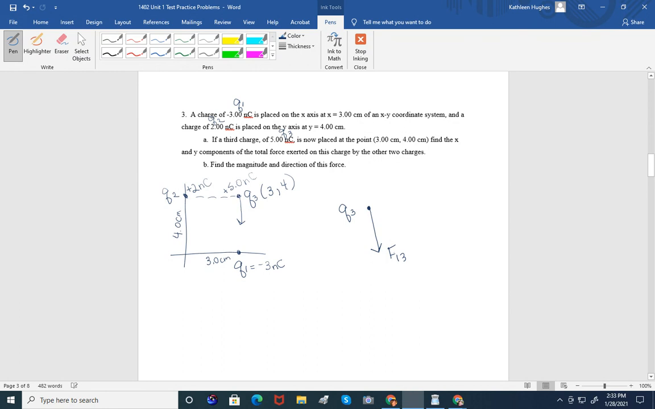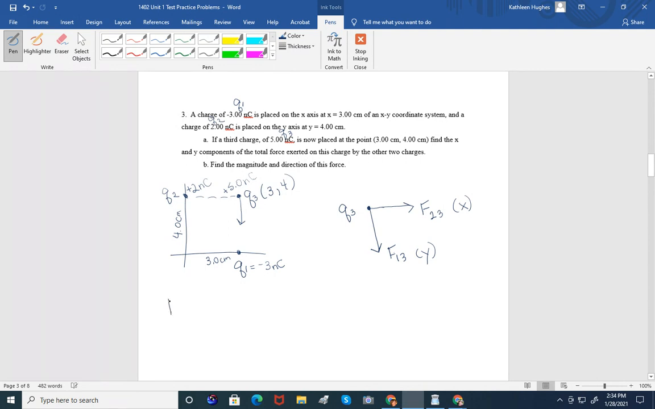That's repulsive. If this is a positive charge and this is a positive charge, it's going to feel a repulsive force directly to the right because of Q2. So I'm going to say this is the force of 2 on 3. So you can see we have two different forces acting on Q3. The really nice thing is this one is completely in the X direction, and this one's completely in the Y direction. It's straight down. So let's go ahead and find the X and Y components.